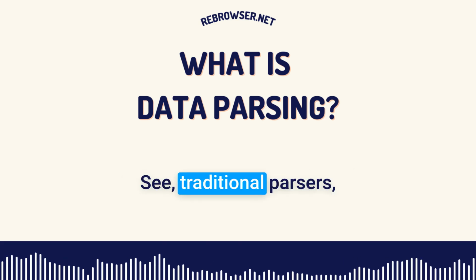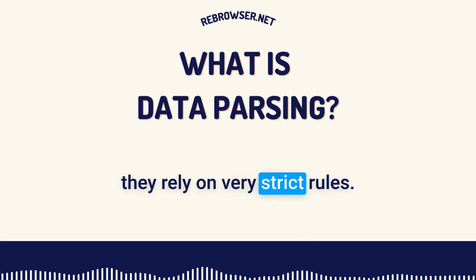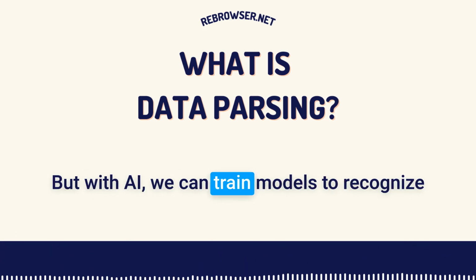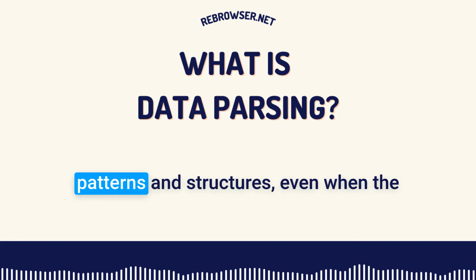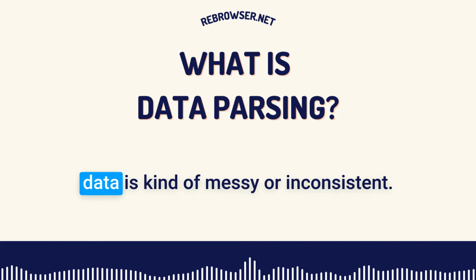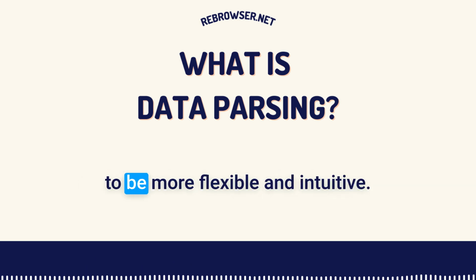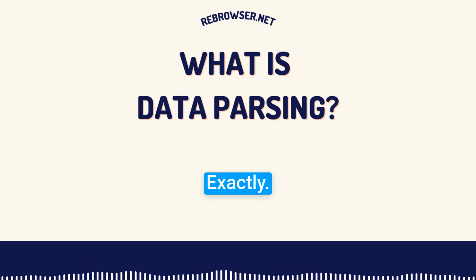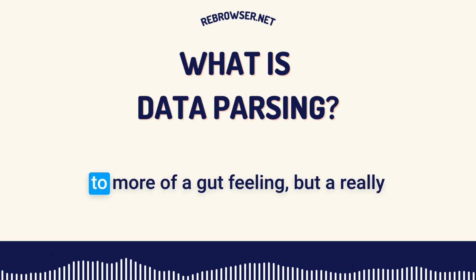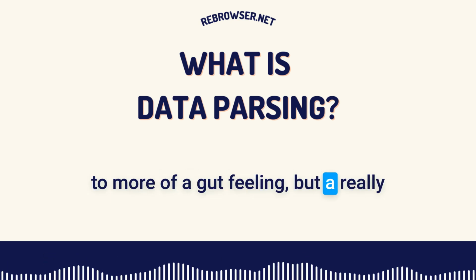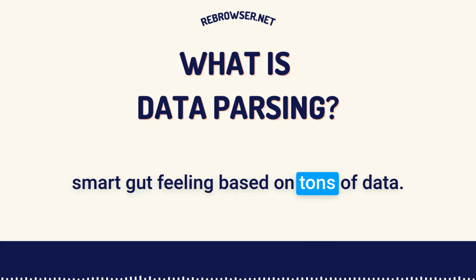Exactly. See, traditional parsers rely on very strict rules. But with AI, we can train models to recognize patterns and structures even when the data is kind of messy or inconsistent. So it's like teaching the parser to be more flexible and intuitive. Exactly. It's like moving from a strict rule book to more of a gut feeling, but a really smart gut feeling based on tons of data.